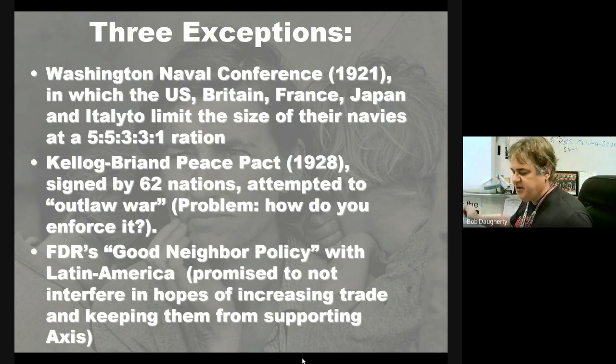So we promise not to intervene. We promise to be a good neighbor. A good neighbor doesn't go over and attack your neighbor's house, right? If you disagree with the sign they have in front of their house, maybe a Biden sign or a Trump sign, and you don't like them, you don't go over and attack them. They're your neighbors. And so the hope, y'all, was to increase trade. This would help get us out of the depression. Also, we did not want them to support the Axis during World War II. We did not want them to provide bases or maybe even to join.